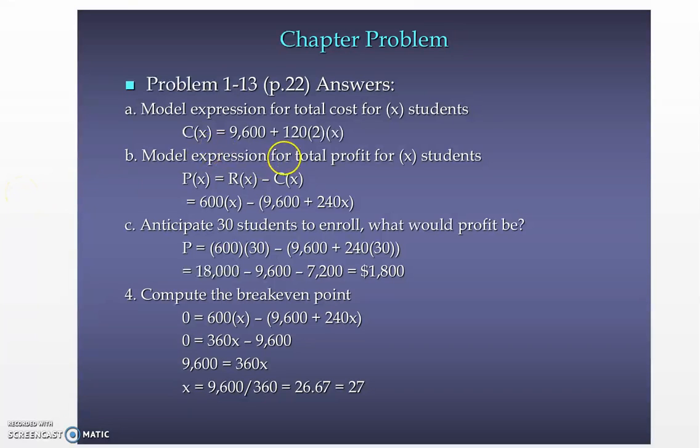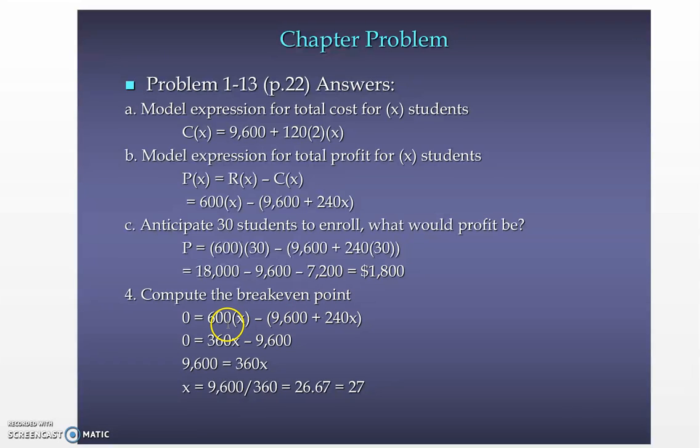Again, the total expression for cost would be our fixed cost plus $120 per computer per day times 2 days. We know each is a 2-day seminar, times X, the number of students that we enroll. And our expression for the total profit is revenues minus cost. Revenues are easy: $600 per student enrolled. If we had 30 students enrolled, the revenues would be $18,000, and we have our cost of $9,600, our fixed costs, and our variable costs would sum to $7,200, 30 students times $240 each. We have our net profit of revenues minus costs of $1,800.